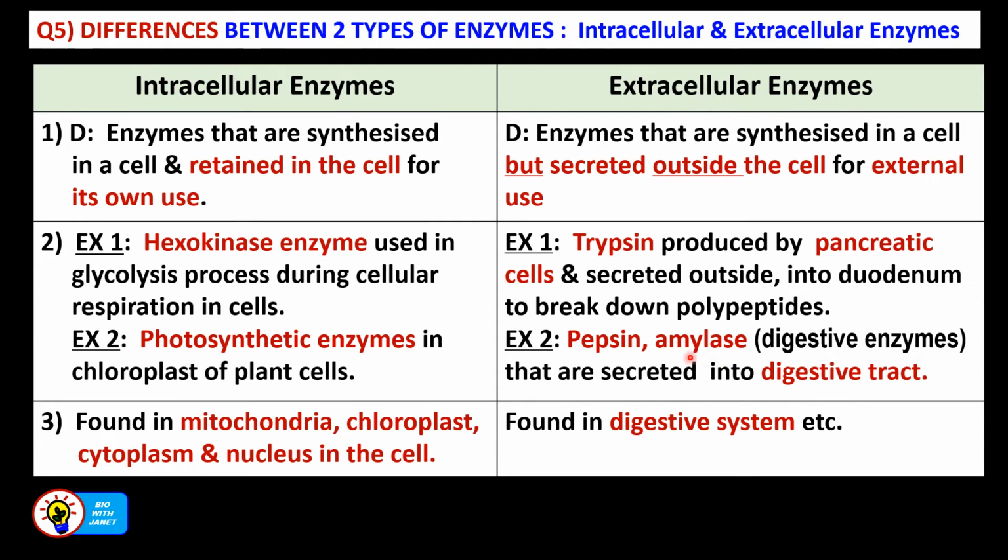Other examples are digestive enzymes like pepsin and amylase that are also secreted into the digestive tract to act on various food substances. So extracellular enzymes are not found inside the cell, but they are found in the place where they are secreted. For example, they are found in the digestive tract, where they digest the food in the lumen or the hollow space inside the digestive tract.